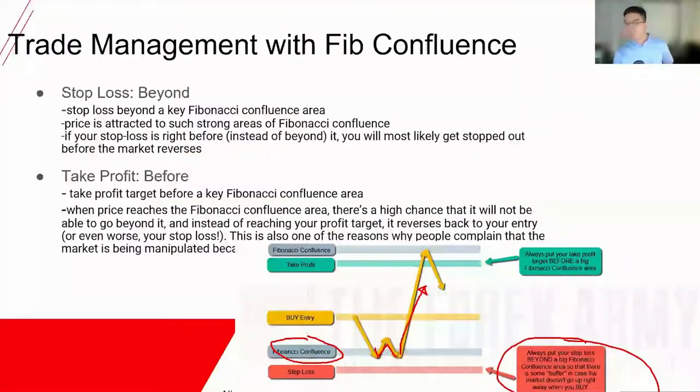So take profit before, what does it mean? It means that you should always put your take profit target before a key Fibonacci confluence area. The reason for this is because when price reaches the Fibonacci confluence area, there's a high chance that it will not be able to go beyond it, and instead of reaching your profit target, it reverses back to your entry. So always put your take profit target just slightly before the Fibonacci confluence area, 1 or 2 pips before would be nice. So this is one of the reasons why people complain that the market is manipulated, because they miss their take profit target by 1 pip. So yeah, you can screenshot this down before we continue.